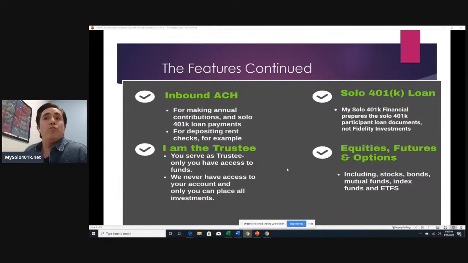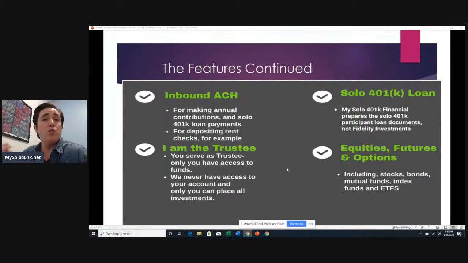Continuing on with some of the concepts, because our plan does allow for participant loans, we prepare the required loan documents. Even though you might not be able to do that with a Fidelity solo 401k where you get it direct from Fidelity, you can do it with our plan because our plan accommodates that. We prepare the required loan documents and the money can still sit at Fidelity. You can, of course, invest in equities, futures, options, all the investments that Fidelity offers through a typical brokerage account that you might have for an IRA or just non-retirement money.